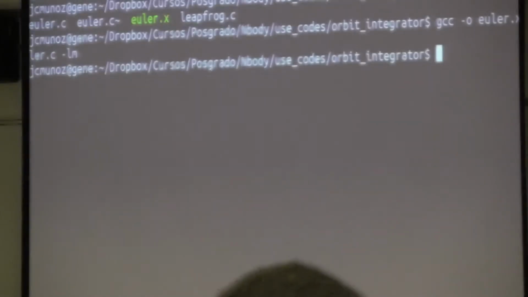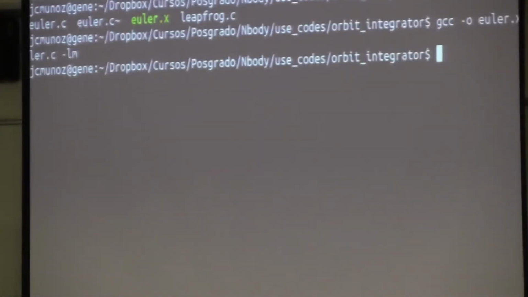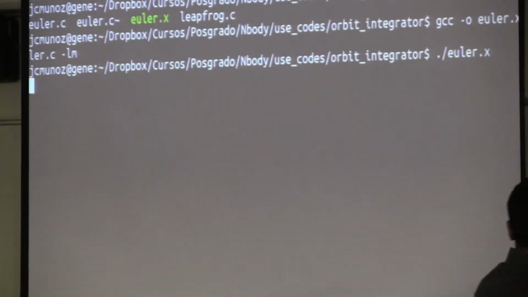So now we have this file Euler.x. So the very difficult part is just to do ./Euler.x and you just hit enter. And then wait for a while.